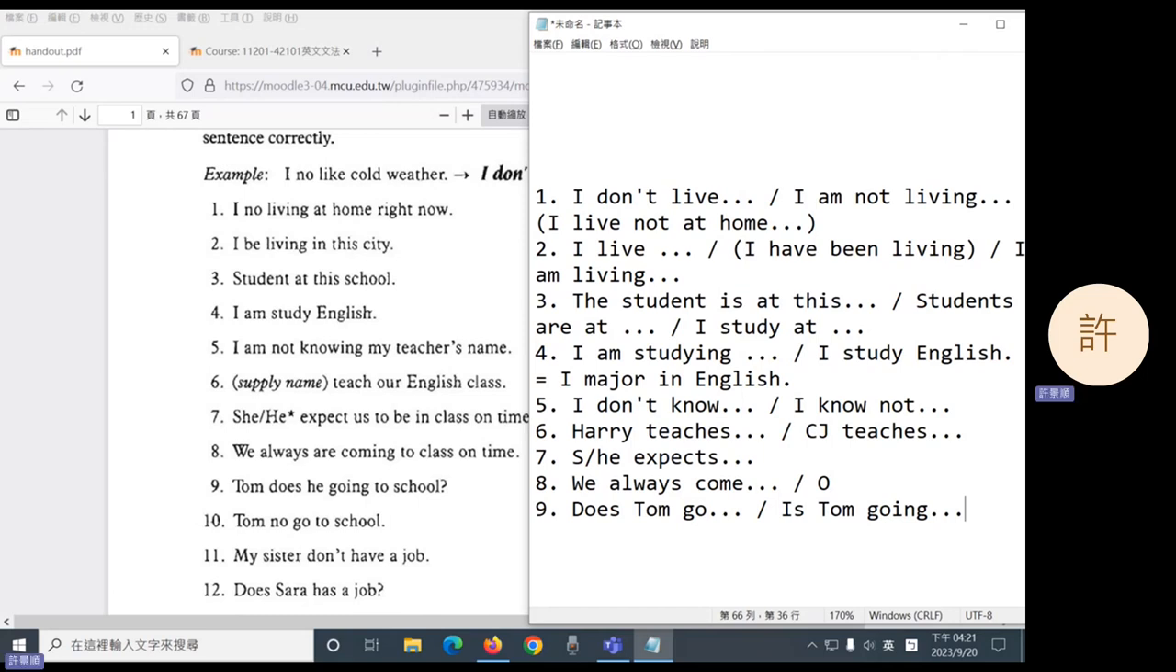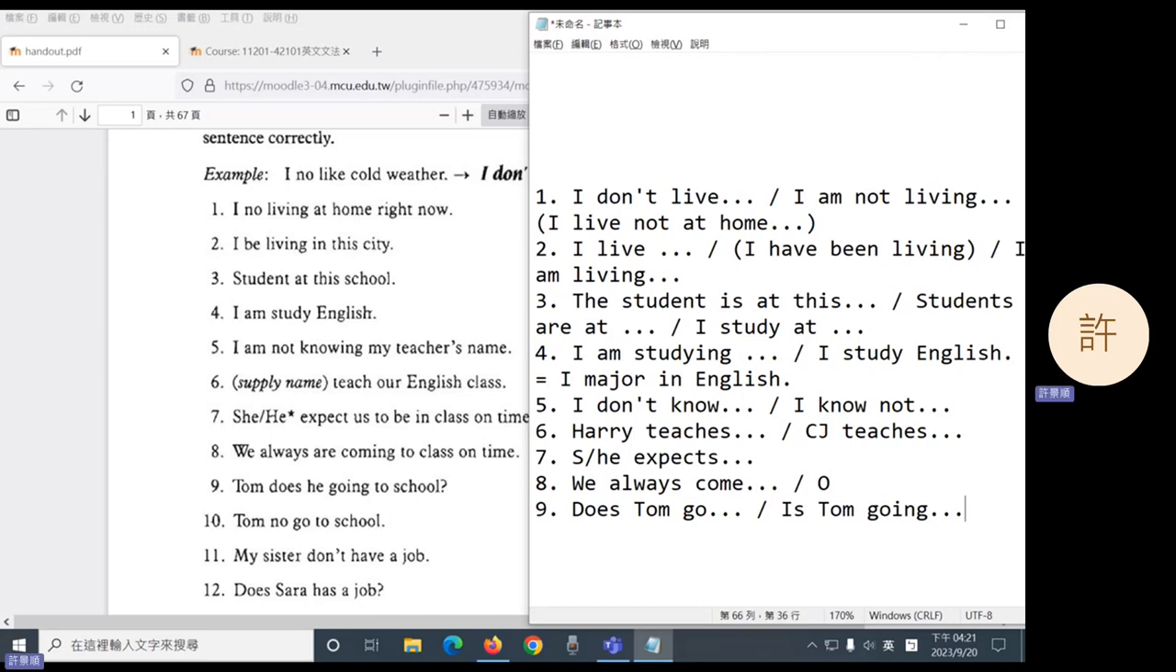The first one is always true. Does Tom go to school? Which is really asking, is Tom a student or teacher? Is Tom somebody who has to go to school every day? Good. What about the second one?